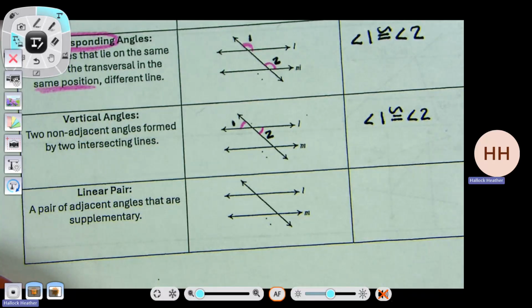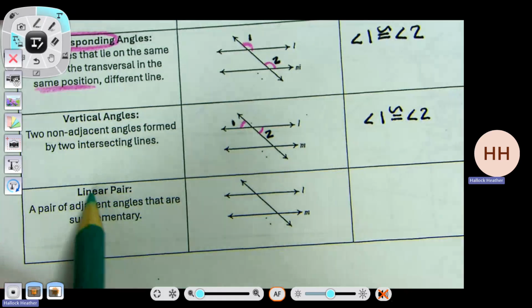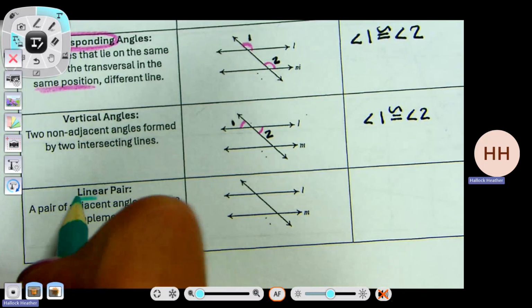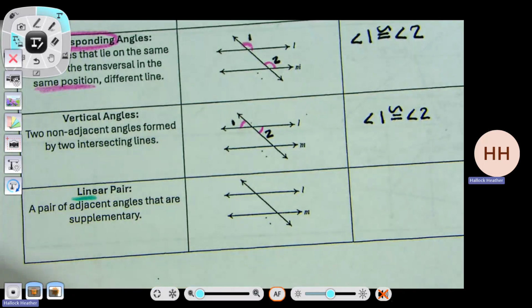They share a point. They add to make 180. So where it says linear pair, we're just going to underline the word line, because it makes literally a straight line. They are a pair of angles that are directly next to each other that form a straight line.